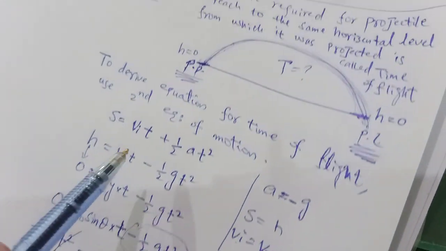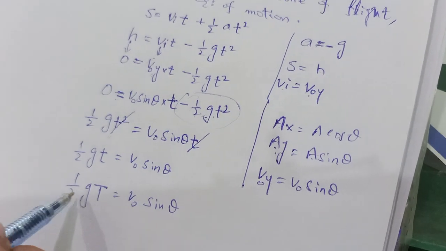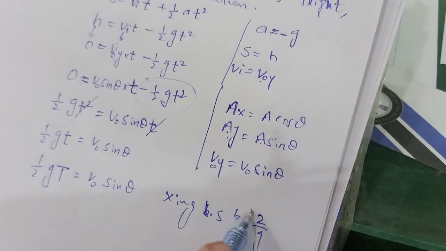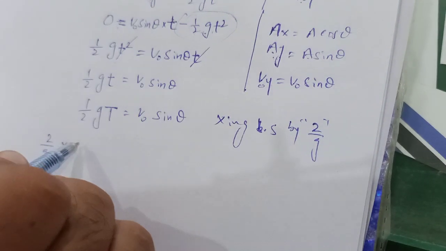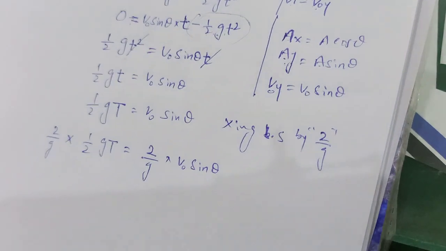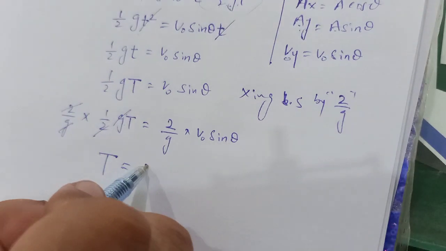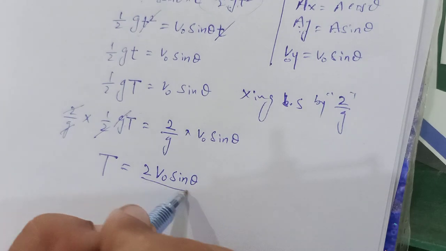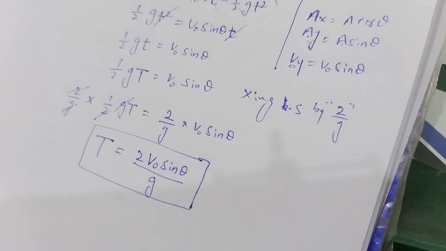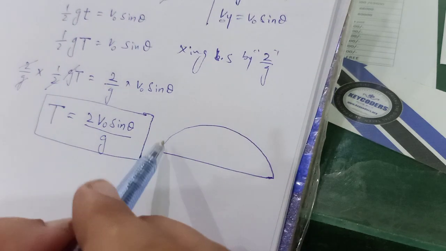Right? Now, as we are finding the time of flight, we will multiply both sides by 2 divided by g. 2 divided by g multiplied by the left side of the equation, and 2 divided by g multiplied by the right side of the equation. So the similar terms on the left side of the equation will cancel out each other. So we are left with t, which is time of flight, and it has turned out to be 2 v naught sin theta divided by g. So this is the required equation for time of flight of a projectile. What does it mean? It means that if we throw a missile from Earth's surface and it returns again to the Earth, how long will it take?